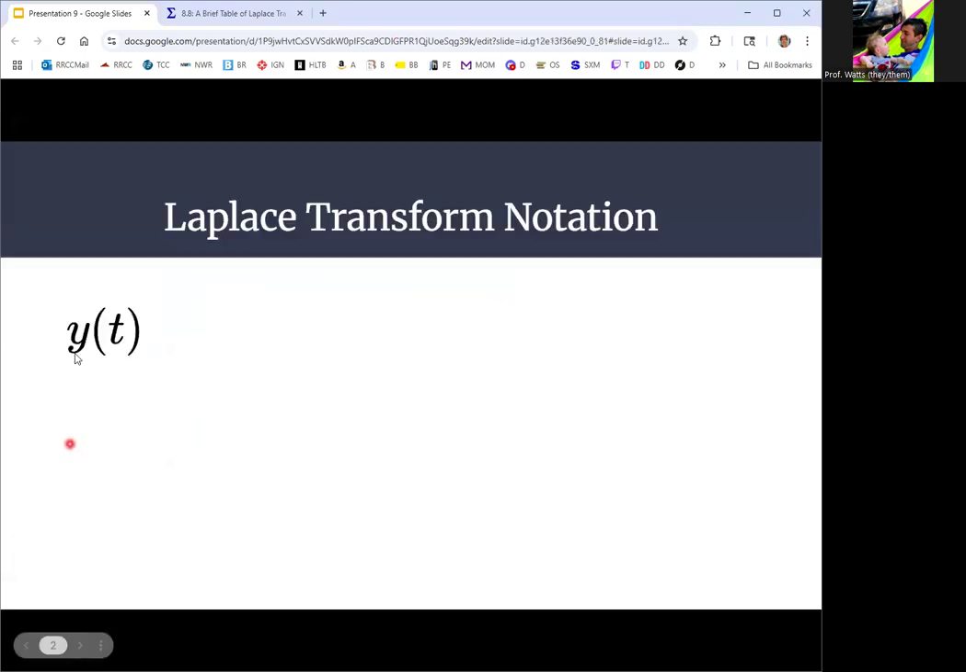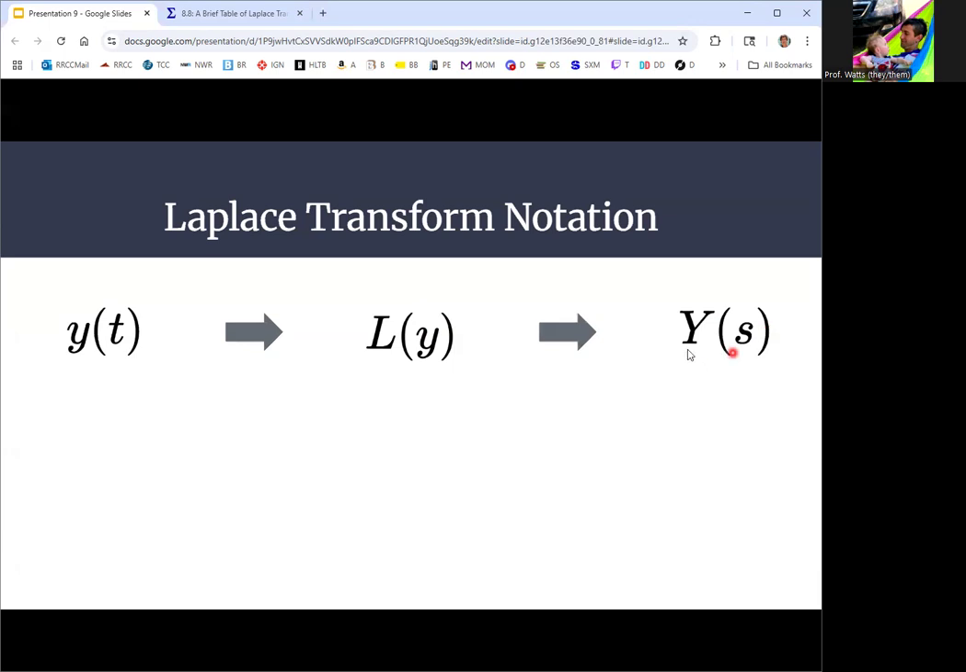We'll start with a function y as a function of t, and then when we take the Laplace transform, we denote that with a capital L, L for Laplace. And then use function notation. The transform operates on an input function. So y is the input for the transform. And then the output is a different function, which we denote with capital or big Y.